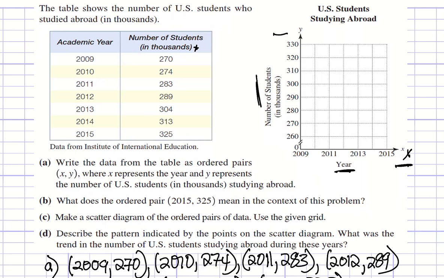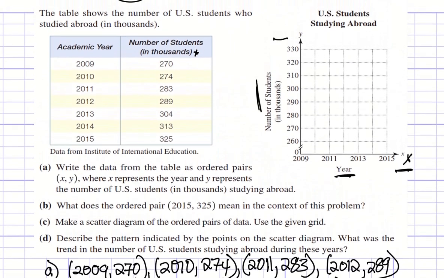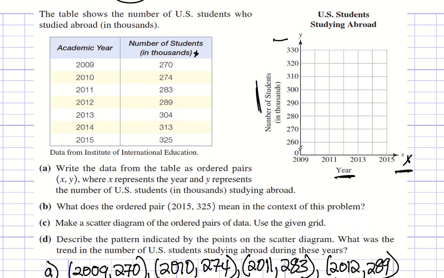Okay. So what is C? C says, make a scatter diagram of the ordered pairs of data. Use the given grid. See, that's the grid right there, up there on the right hand side on top. So they say it's just translating the data into the graph. That's all.